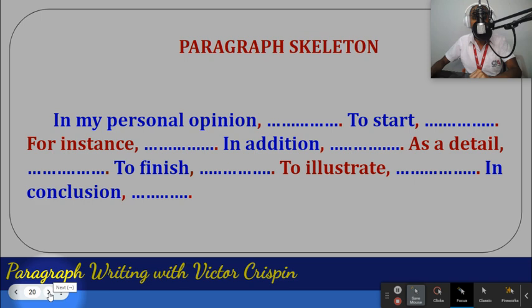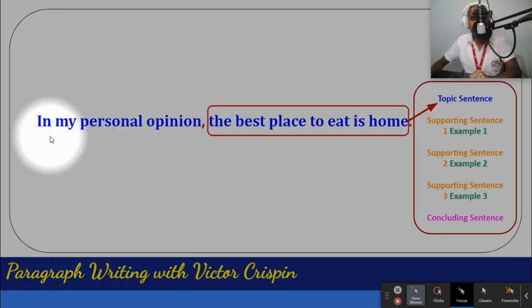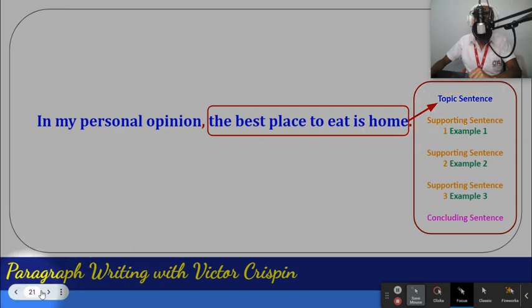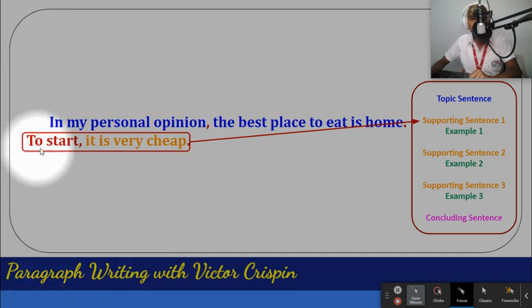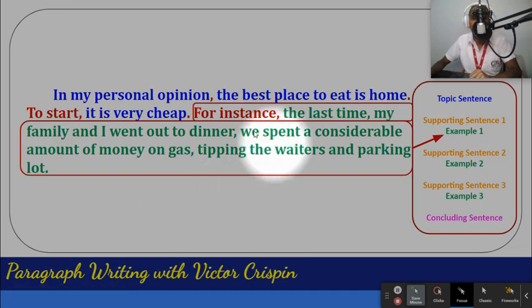So let's get started. I'm going to start with my topic sentence. So here I state my opinion. So I say, in my personal opinion, the best place to eat is home. That will be, as you can see, my topic sentence. Let's continue with the next one, which is the supporting sentence number one. I use this connector to start. It is very cheap. Here I have my supporting sentence number one. Now we continue with the example. For instance, this introduces my example. The last time my family and I went out to dinner, we spent a considerable amount of money on gas, tipping the waiters, and parking lot.